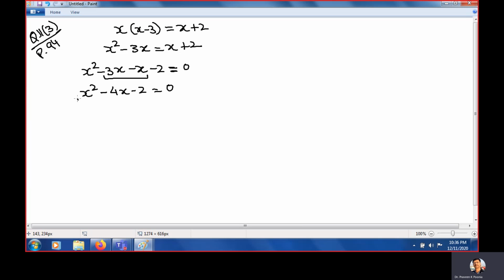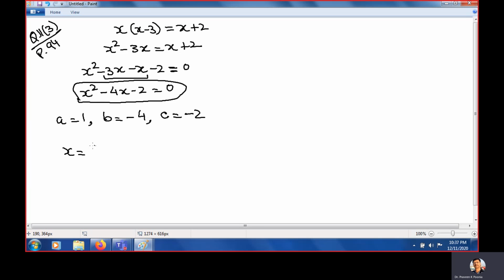Now it is simple a quadratic equation. Standard form. Clear? So sometimes the equation is not given in its standard form, so we need to convert it into standard form. Now a is equal to 1, b is equal to minus 4 and c is equal to minus 2 in this case. So x is equal to minus b plus minus square root of b power 2 minus 4ac upon 2a.